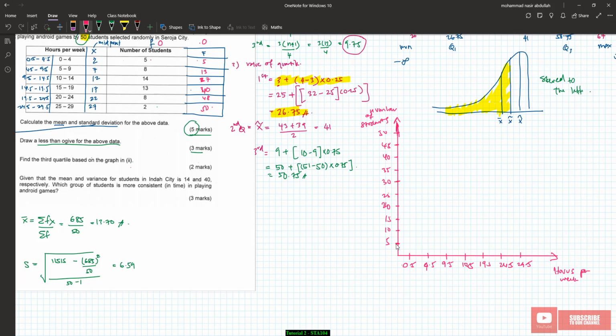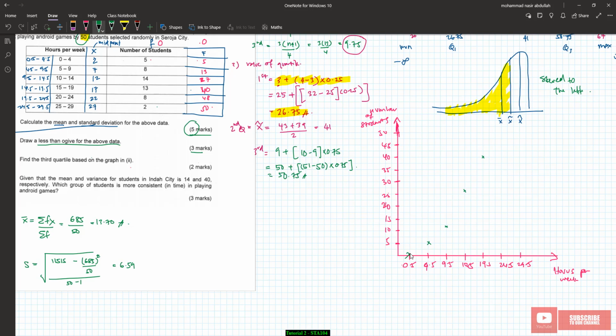Right? So the first step is dia start dengan kosong kan. This is kosong. Before the first class, less than 0.5 is 0. Less than 4.5 is equal to 5. Less than 9.5 should be equal to 13. 13 is somewhere here. Right? And then 27 somewhere here. Right? And less than 19 should be equal to 40, 40 is somewhere here. But for drawing less than or give, you need to draw in your graph paper.